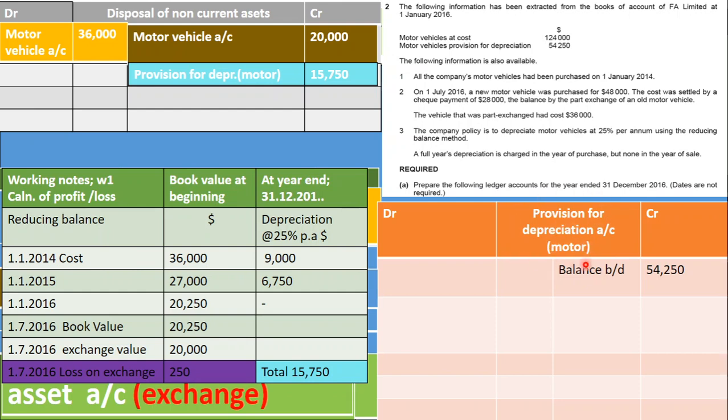So in provision for depreciation, the opening balance is always credit. So put your balance b/d here. That's given out here. Now look at this journal entry. The journal entry for this is provision for depreciation account debit, disposal of non-current asset account credit. Provision for depreciation account debit means it's going to be recorded in the debit side, so it's going to come here.